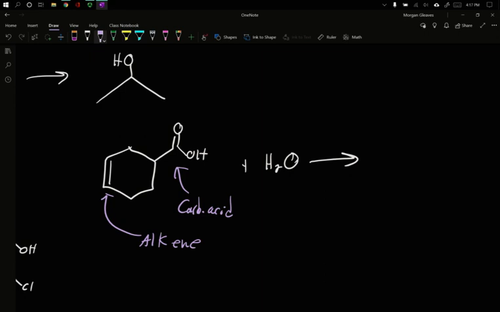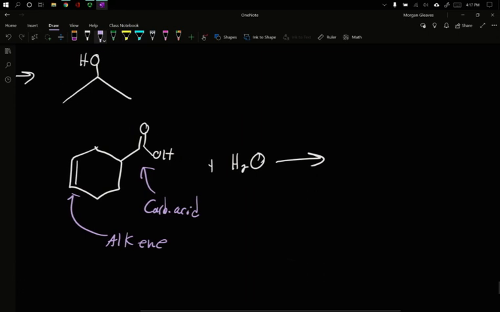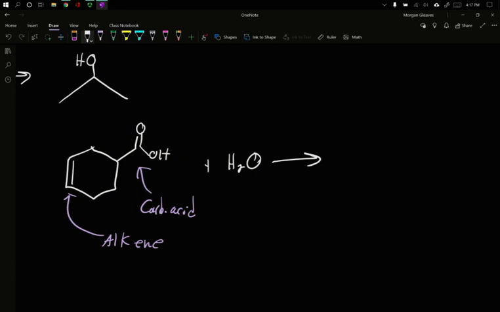You could react it with alcohols to make esters. You could react a carboxylic acid with an amine to make an amide. You could break an ester with water to get a carboxylic acid, but carboxylic acids didn't do anything with water. So nothing will happen to the carboxylic acid, but that double bond does react with water. And so my carboxylic acid part will remain unchanged. All of my alkane carbon-carbon and carbon-hydrogen bonds will remain unchanged, but that double bond, now it could do something.